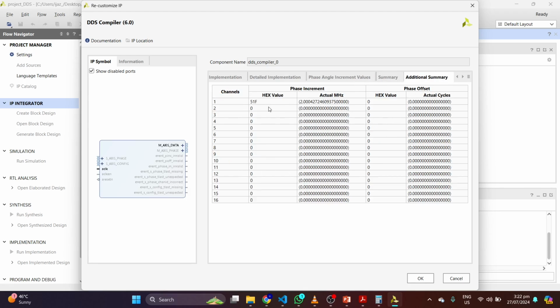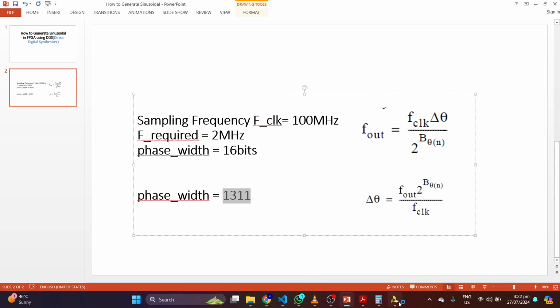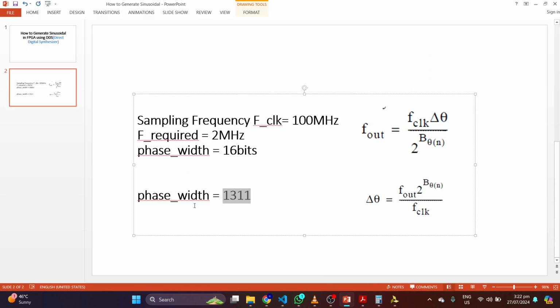Now here you can see it will generate a 2.0042 megahertz signal. As we had rounded off the value of the phase increment, it cannot generate exactly the value. For that you have to manage the phase value.